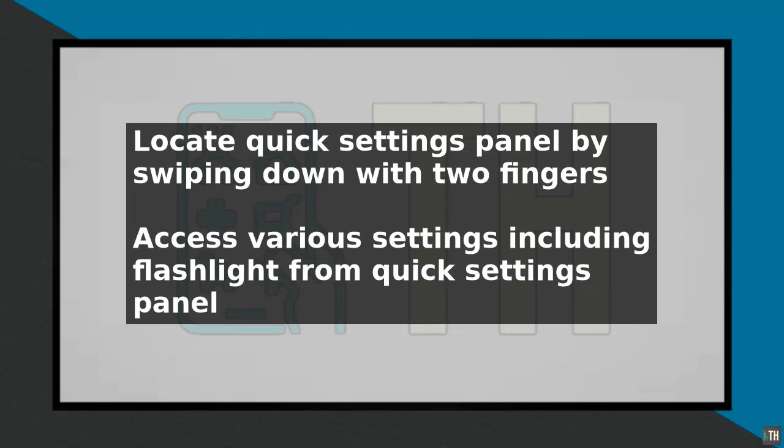To turn on or off the flashlight on an Android device, you need to follow a few simple steps. The process may vary slightly depending on the device model and the version of the Android operating system.